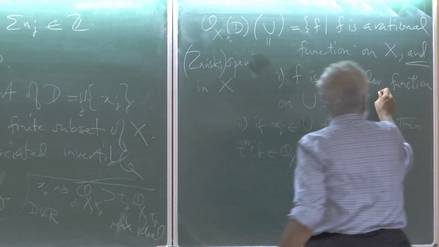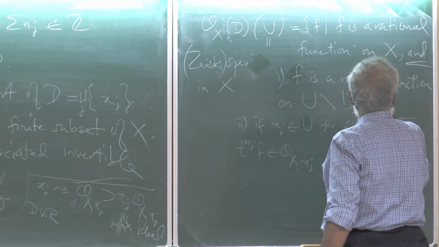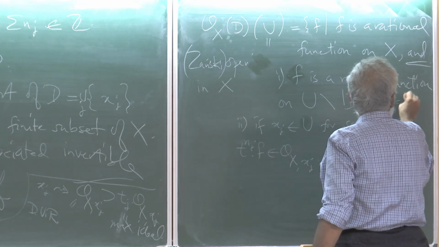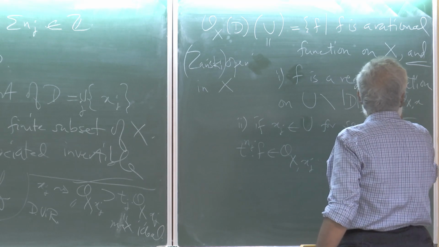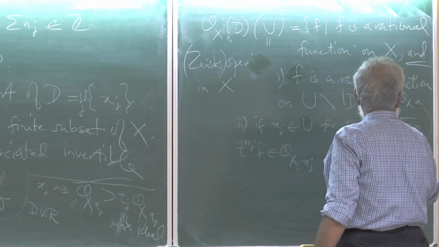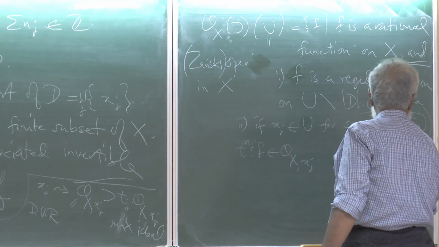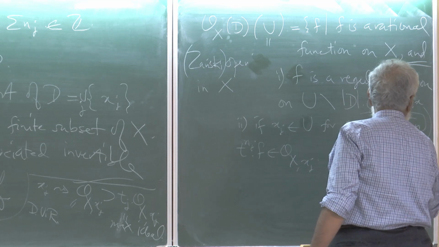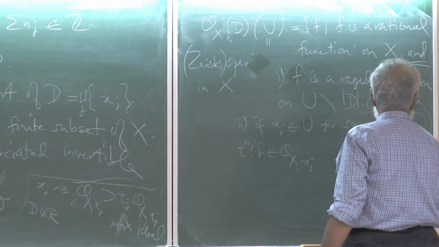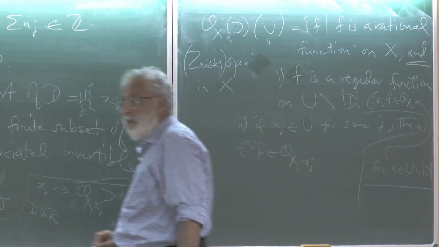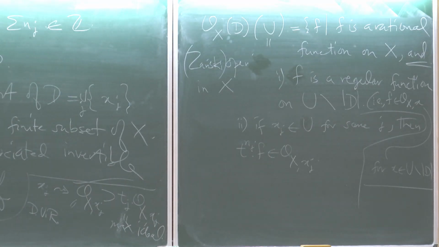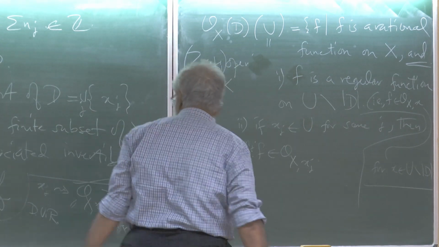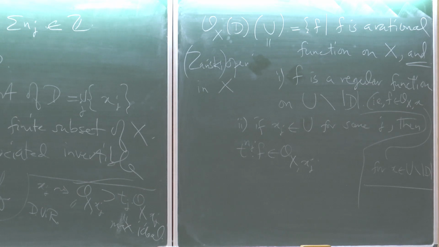I can write this condition similarly, that is, f belongs to O_{X,x} for x in U minus the support of D. I can write the condition in a similar fashion: the corresponding t_x raised to the power 0, so to speak, is the coefficient. Right? So this defines the invertible sheaf. So then what does Riemann-Roch for a curve tell me?